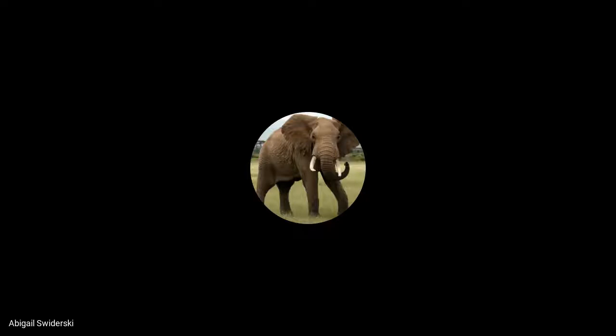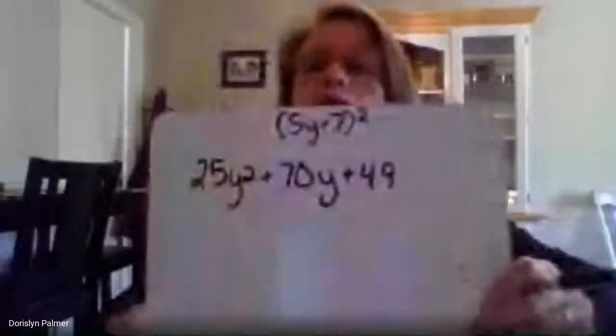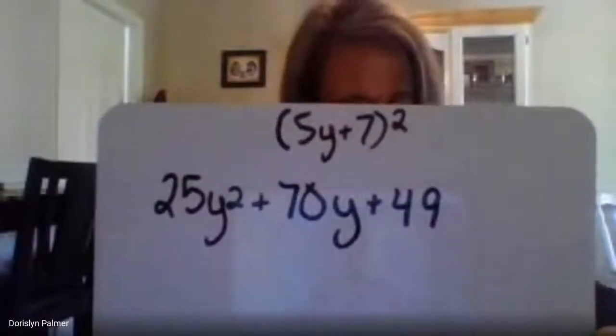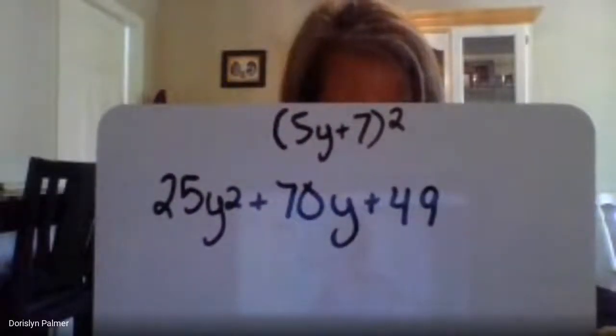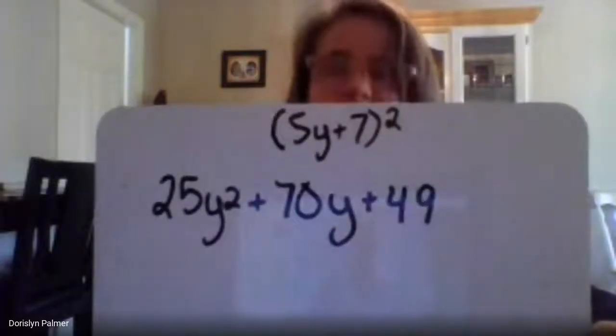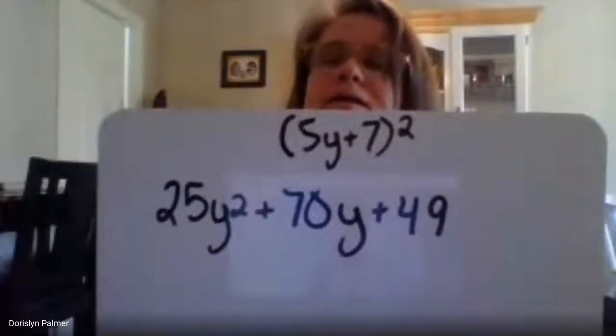Abby, number 28. It was 5y plus 7 squared, and it's a special product. Tell me what you got for that. I got 25y squared plus 70y plus 49. Okay. Good. 25y squared plus 70y plus 49. All right.